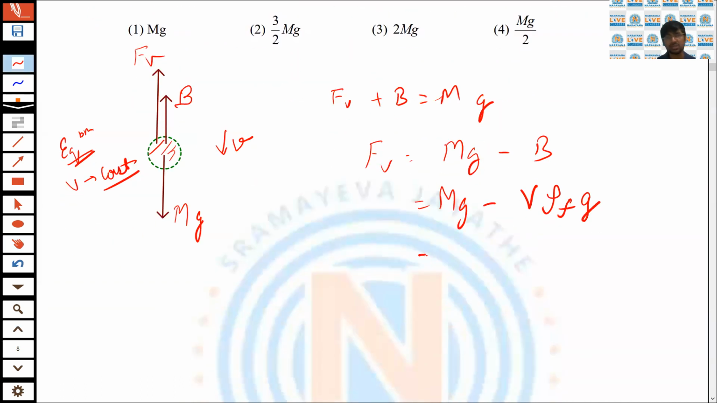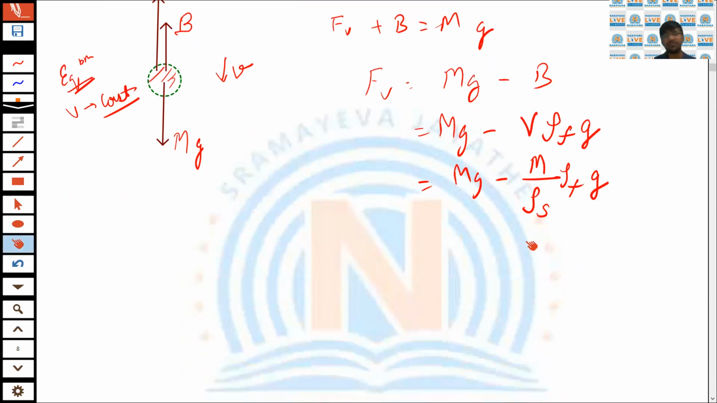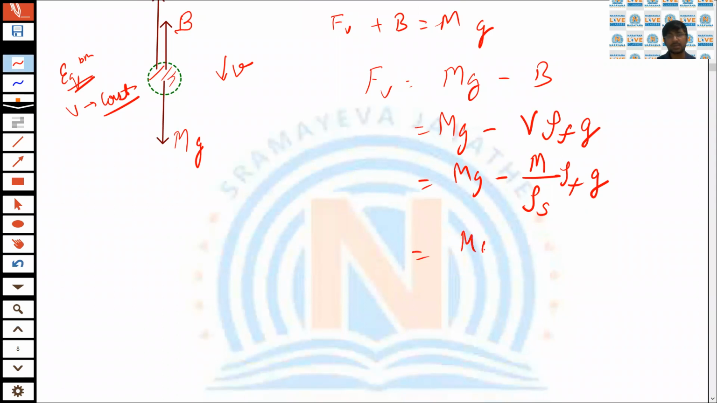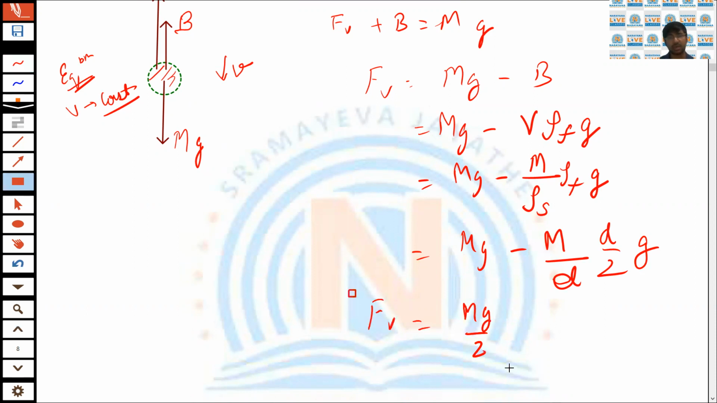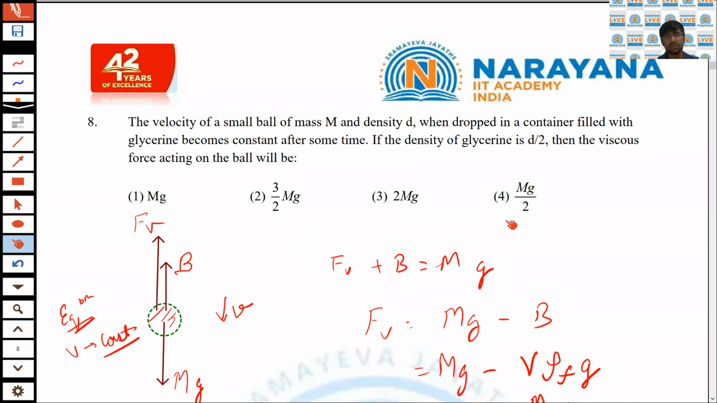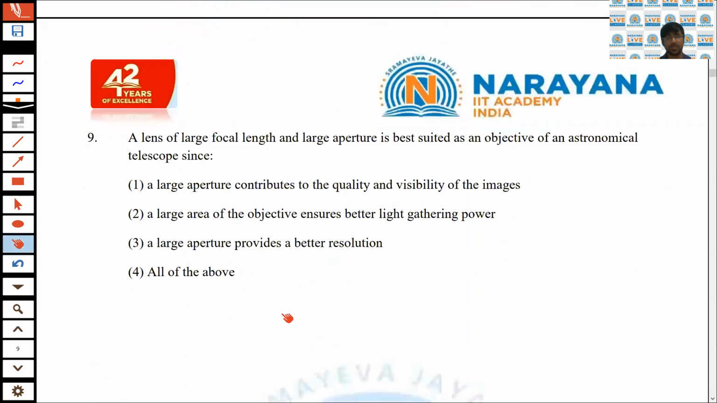All right. So volume means mass divided by density of the solid body, times density of the fluid times g. So this becomes mg minus m, density of solid is d and density of fluid is d by 2. So this comes out to be mg by 2. So the viscous force acting on the body becomes mg by 2. So the fourth option is the correct option. All right, let's come to the next question, ninth question.